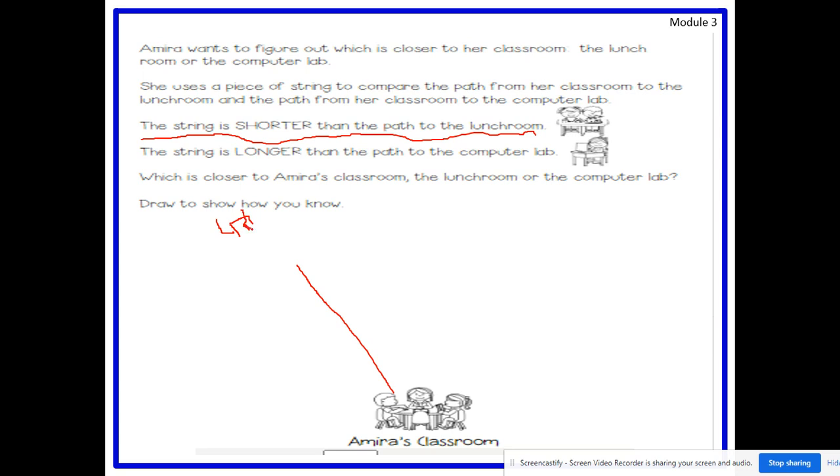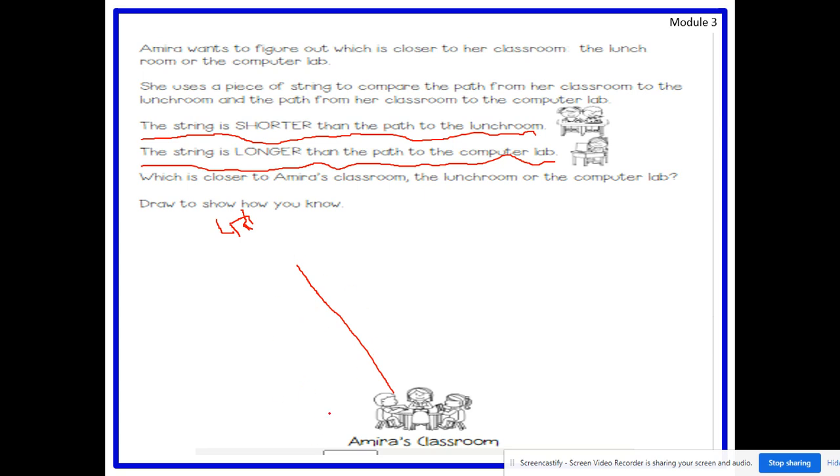Oh, it's kind of hard, right? But L, that way the string is shorter than the path to the lunchroom. And you see how it's shorter, it doesn't even reach over there. Now let's read our second clue. The string is longer than the path to the computer lab. Sorry for my crooked lines. So the string is longer.